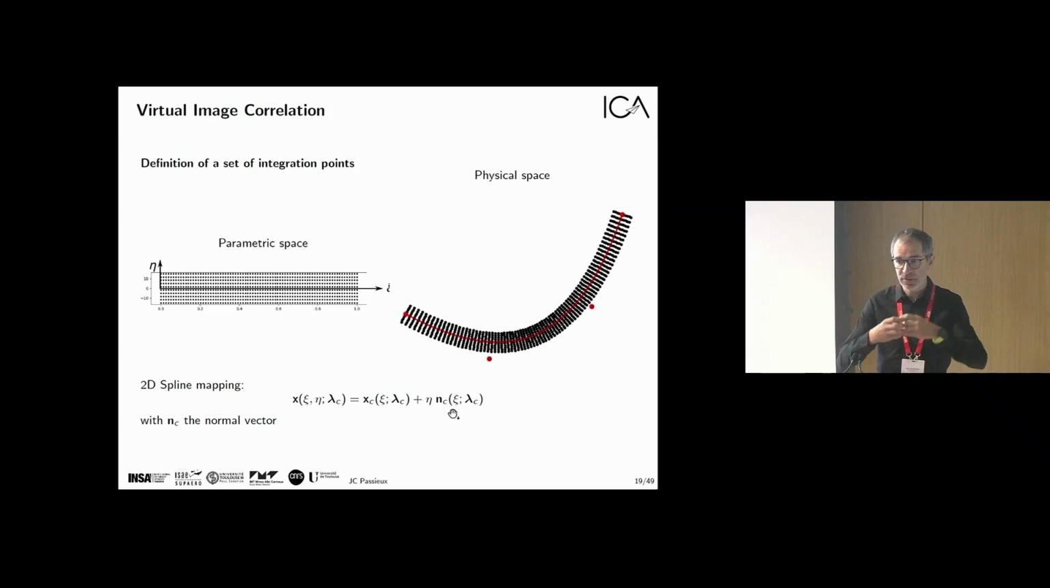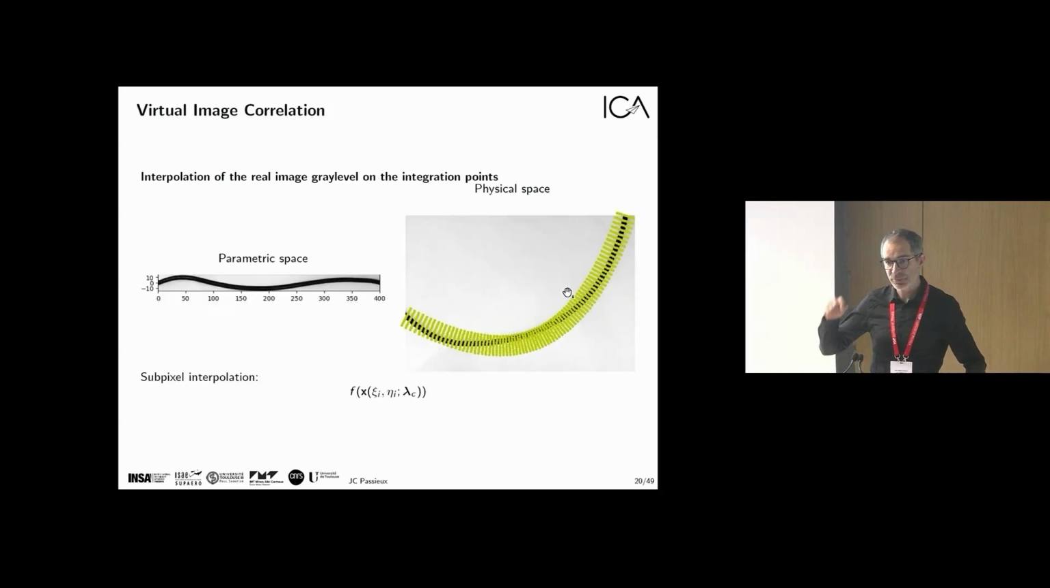So I can have a set of points, and I can map them from the parametric space to the physical space. And then if I put these points in an image, thanks to subpixel gray level interpolation, I can evaluate the gray level of each point and bring it back in the reference parametric space. And my goal, if I do my job well, is to move the control points in order to have in the parametric space something which is a perfectly horizontal line, which is not actually the case here.